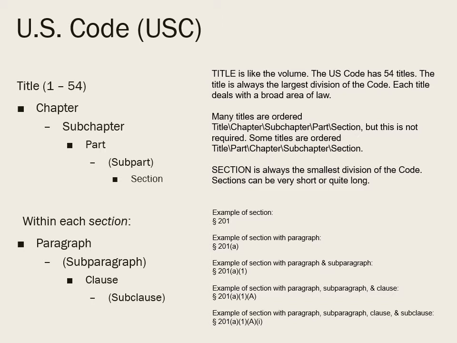Now, sections are technically the smallest division of the US Code, but sections can be broken down into paragraphs, subparagraphs, clauses, and subclauses. If you're citing to a law and say you need to cite to section 201, but it contains paragraphs A, B, and C, you've got to cite to that appropriate paragraph. If you are quoting directly from subparagraph A1, you need to cite to section 201(a)(1), not just 201, not just 201(a). You've got to drill all the way down.